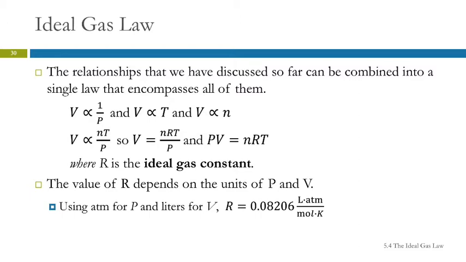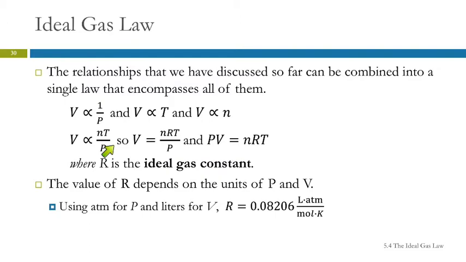If we combine those, we can say that the volume is proportional to N times T over P, because the volume is proportional to 1 over P, directly to T, directly to N. And so we can have this proportionality. If something is proportional, that means it's equal to some constant times that. So the volume is equal to nRT over P. R here is the constant that makes that an equality instead of just a proportionality.